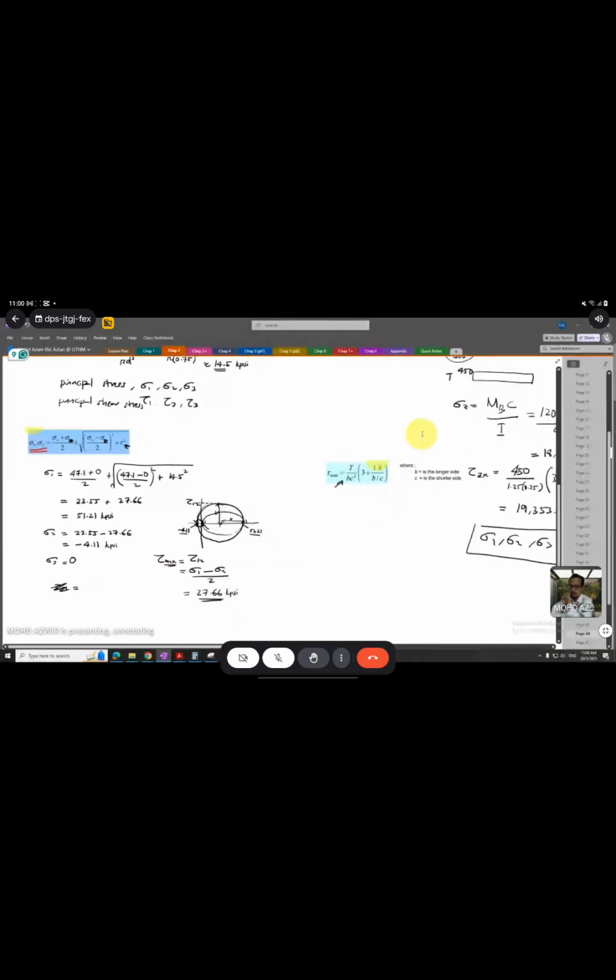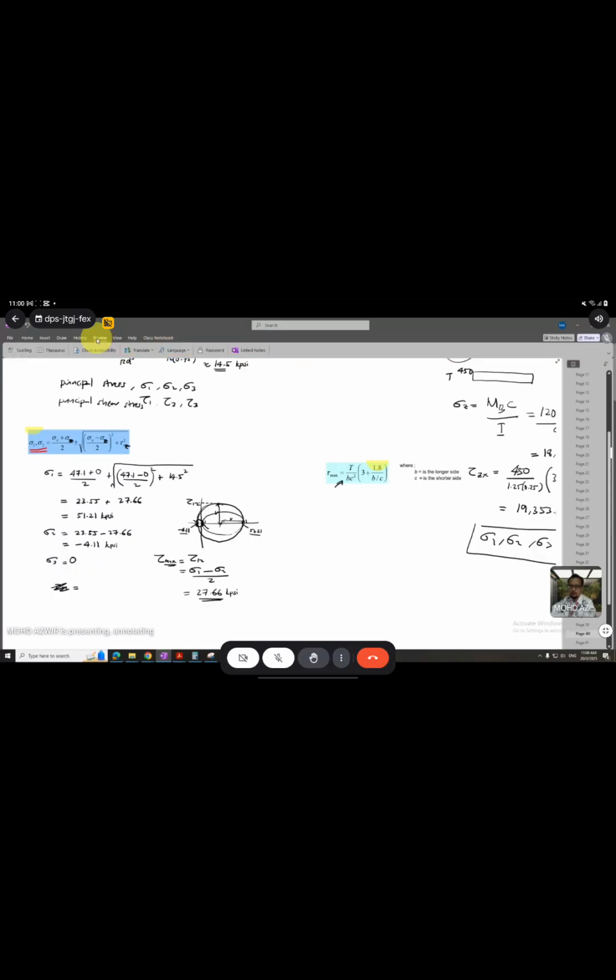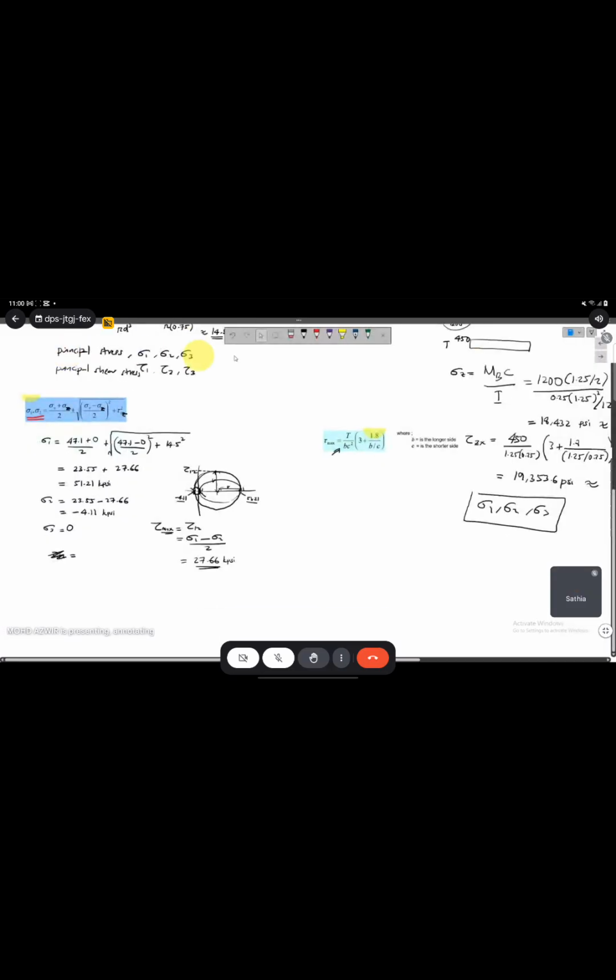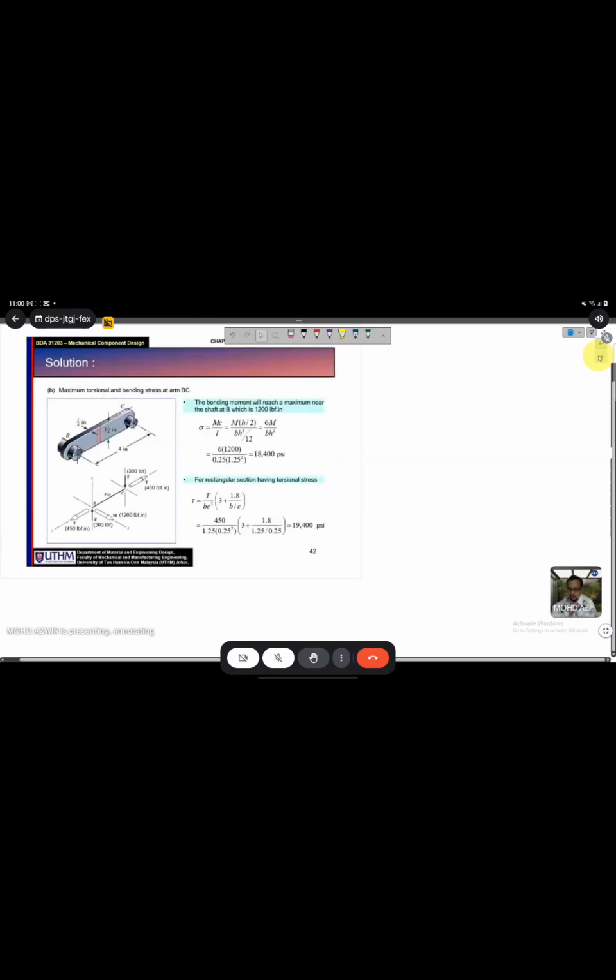Okay, so any question? No, okay. So you just check the answer. For D, yes, 27.7. Maximum shear stress is 51.2. Sigma 2 they did not calculate. Sigma 3 also not calculated. Actually, sigma 3 is 0. And then the maximum shear stress will be at tau 12.